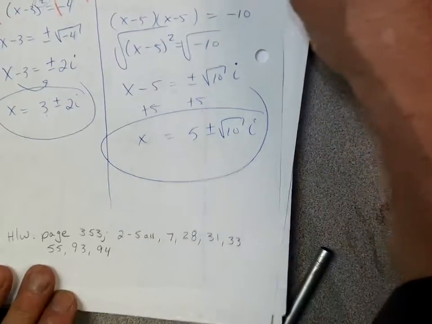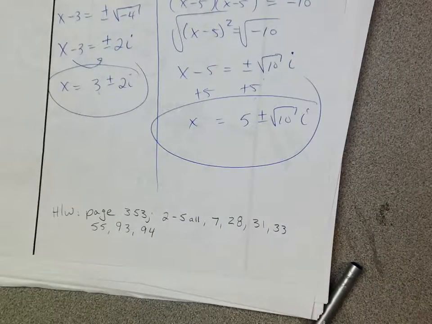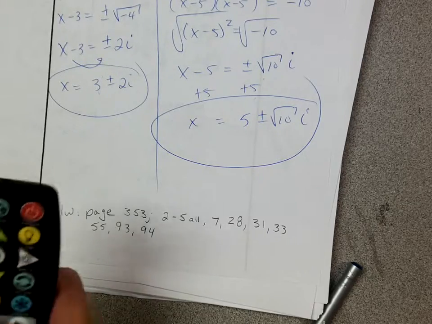So, for homework, not that many. Not really. 2 through 5, 7, 29, 31, 33, 55, 93, 94. It's not that many. We've got plenty of time to get it done, right? Plenty of time. Is it going to stop recording on me?